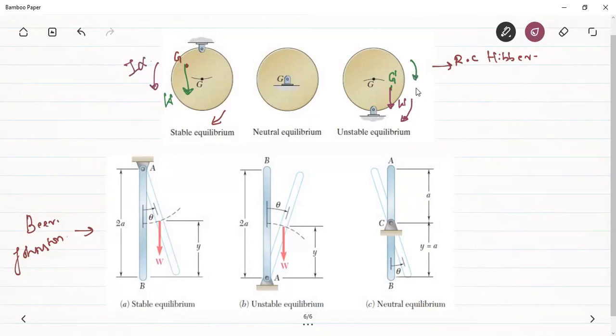Here the displacement as well as the torque are in the same direction, therefore this system is in unstable equilibrium, because it will try to attain the position of the minimum potential energy. It will never come back to its original state, because this torque is favoring this displacement. Here, the torque produced by the weight is opposing the displacement.